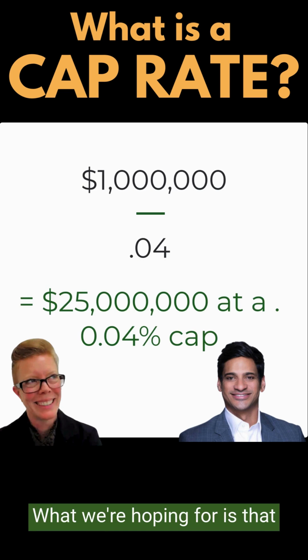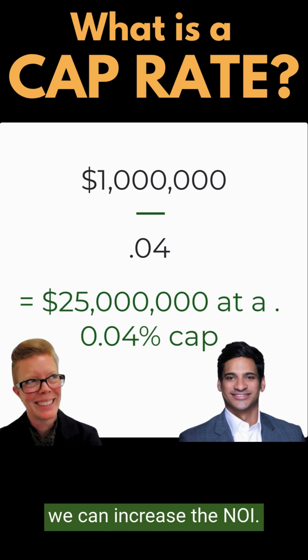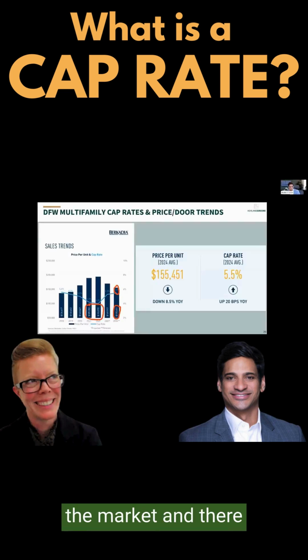So we want cap rates to go low, but we don't hope for that. What we're hoping for is that we can increase the NOI, and then hopefully through the market, there are expected reductions coming in cap rates as the Fed lowers their rates. But if we can push NOI, i.e. the numerator, up, and then the market takes the cap rate down, it's a much bigger return for our investors.